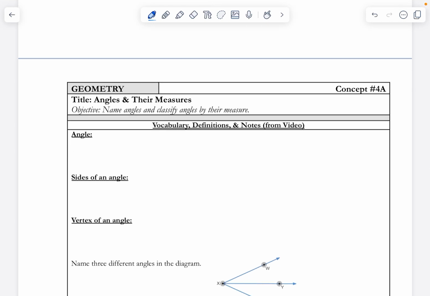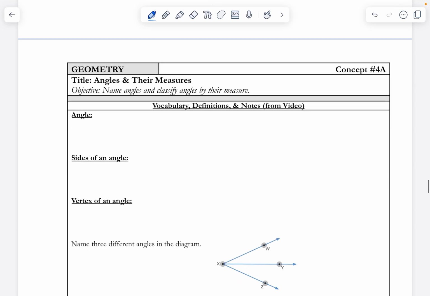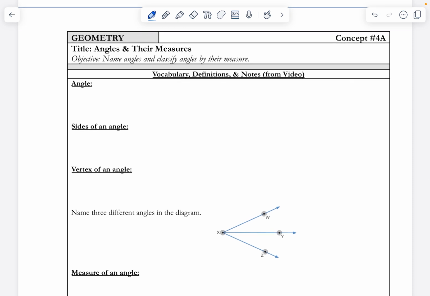All right, we are going to be looking at concept 4A. This concept is about angles and their measures. Our objective is to name angles and classify angles by their measure. So to start off here, we have some vocabulary to look at.